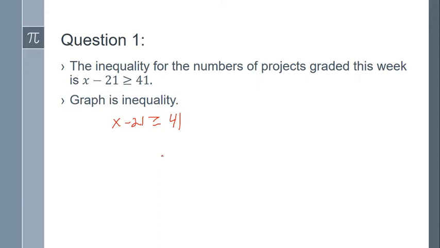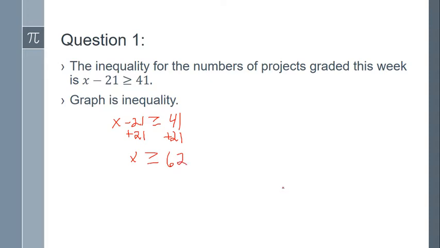If I'm going to isolate x, on the left-hand side of this inequality, the x is with this minus 21. So we're going to do the opposite of subtracting 21, which is to add 21 to both sides. We're just isolating our x the same way we would if this were an equal sign, using inverse operations. In this case, we get that x is greater than or equal to 62.